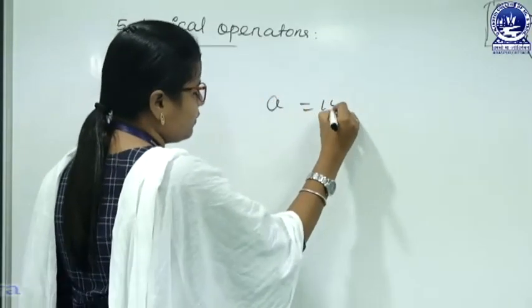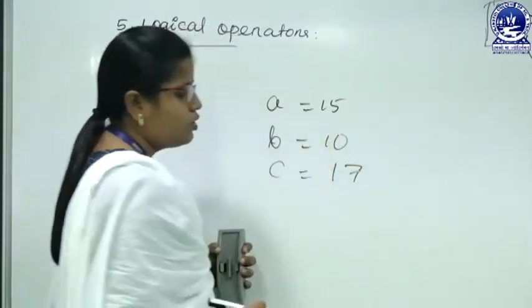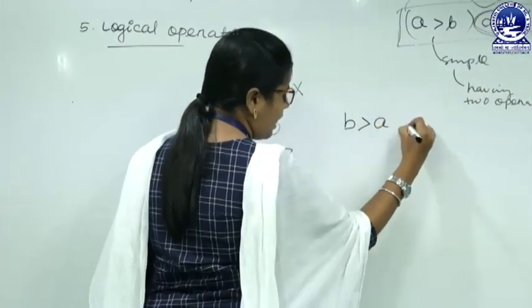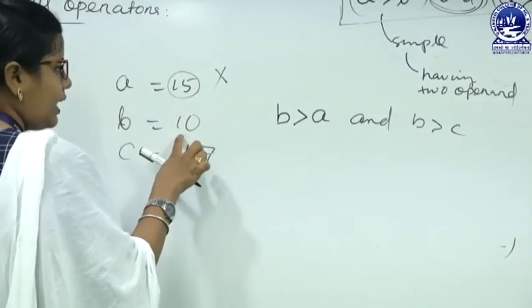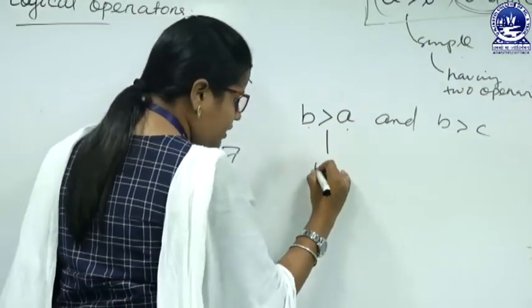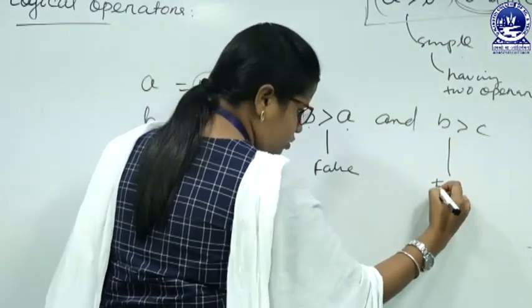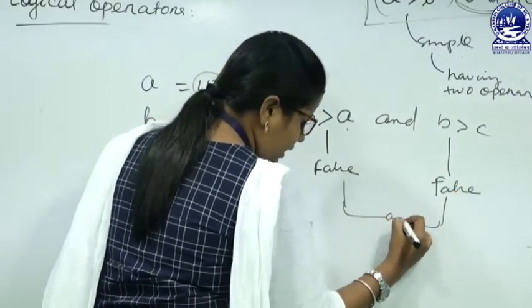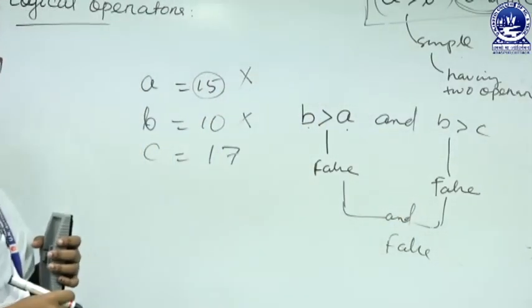Suppose A equals 15, B equals 10 and C equals 17. We have to find the largest variable. If B is greater than A and B is greater than C: B is 10. Is 10 greater than 15? This statement is false. Is 10 greater than 17? This is also false. So false and false will result in false. That means B is not the greatest number.